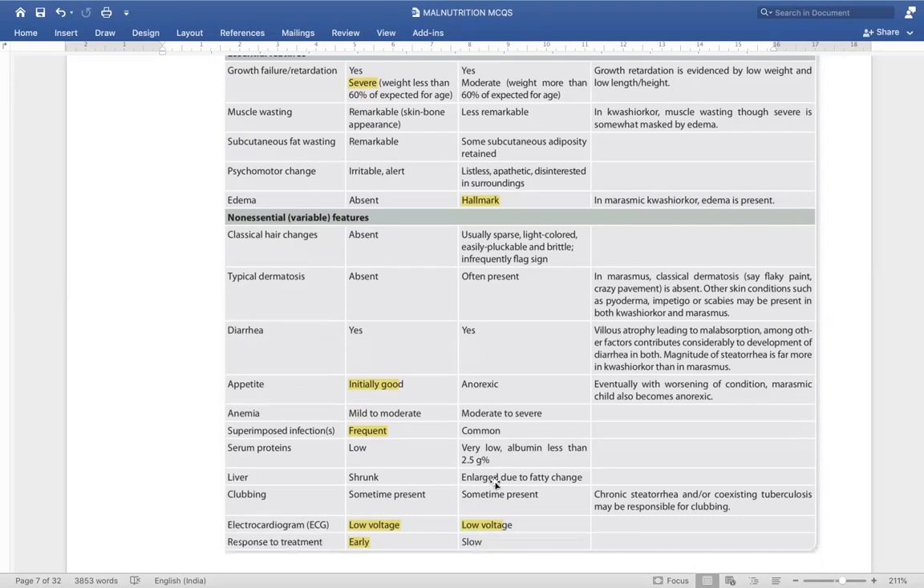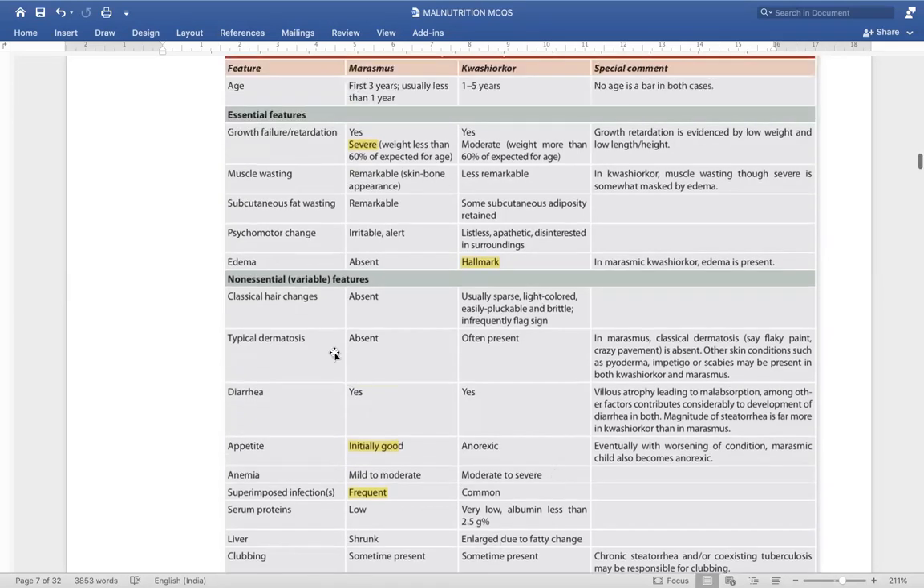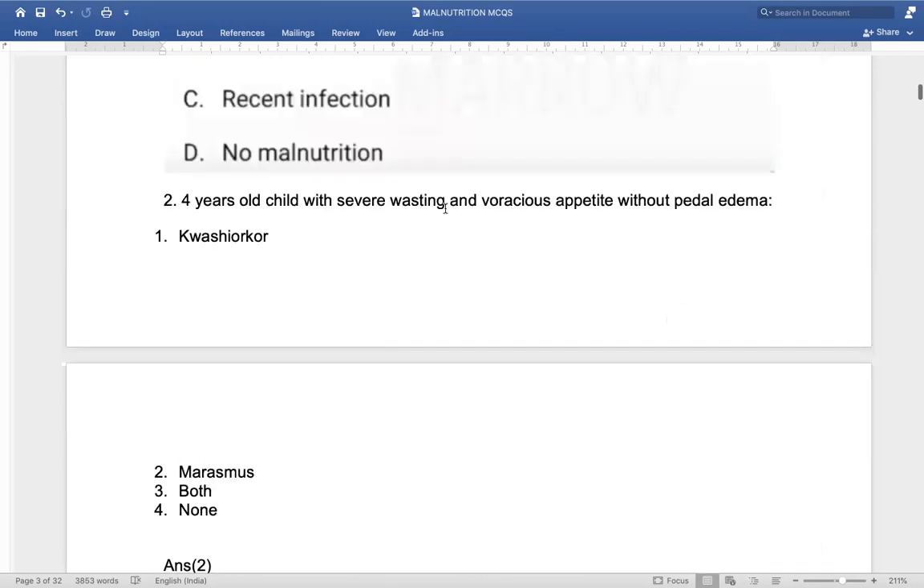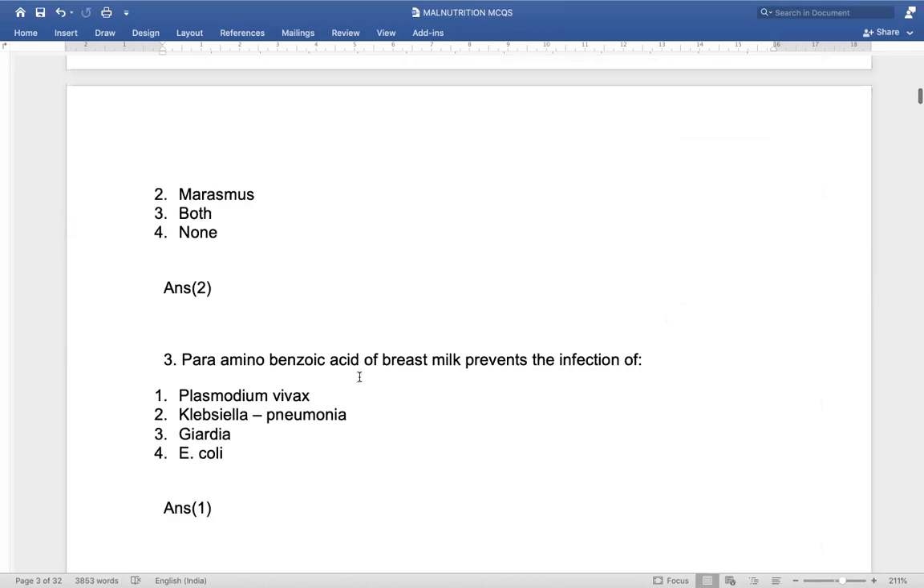So apart from that, I think maximum questions can be asked from this table only. We'll come up with the subsequent questions. So in our child, the baby has severe wasting and he has a good appetite, but there is no pedal edema. So it is marasmus.